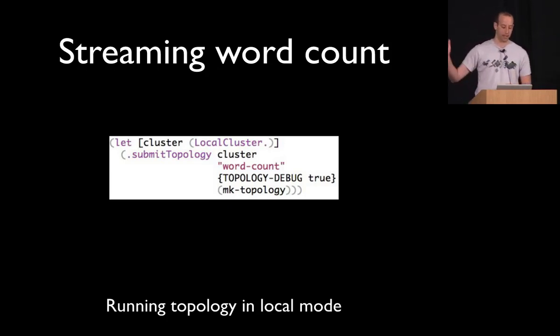So here it looks the same, except for a configuration, we set topology debug to true. This has the effect of logging a message every time a message is emitted, or logging to console every time a message is emitted, which is really useful for debugging, as you can imagine.